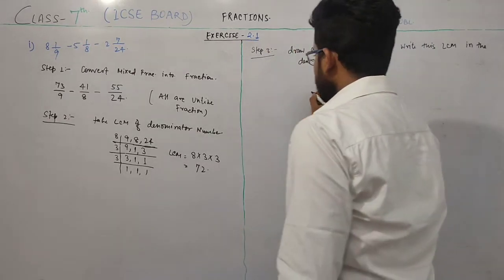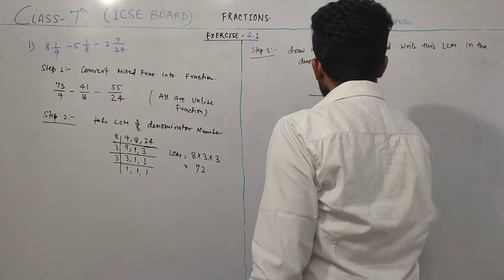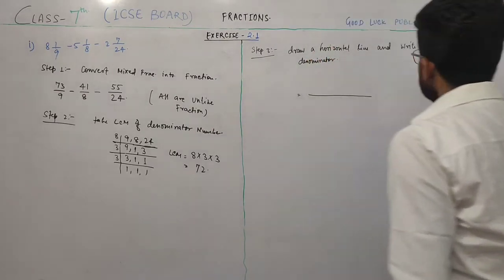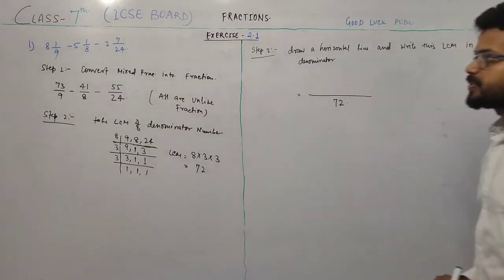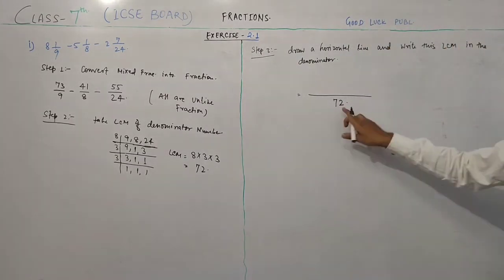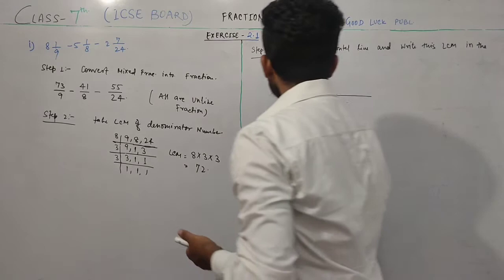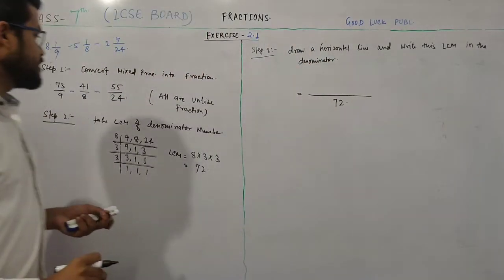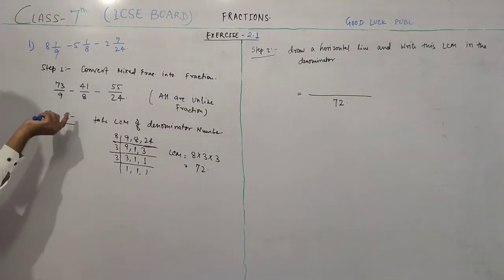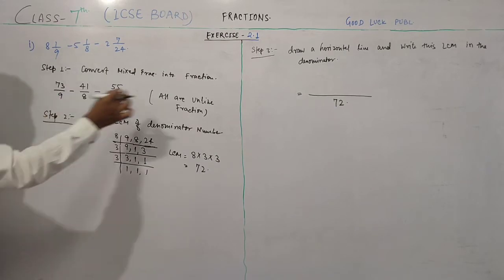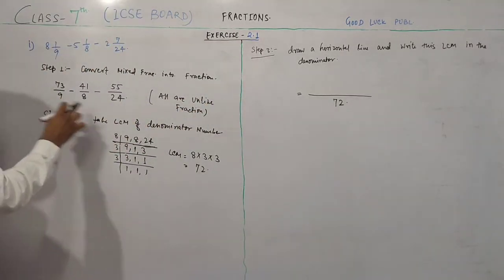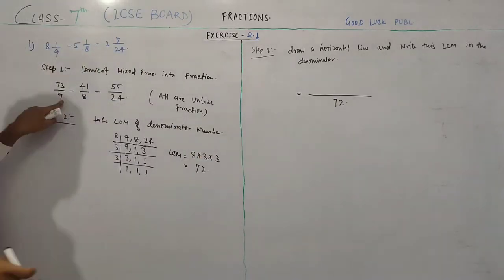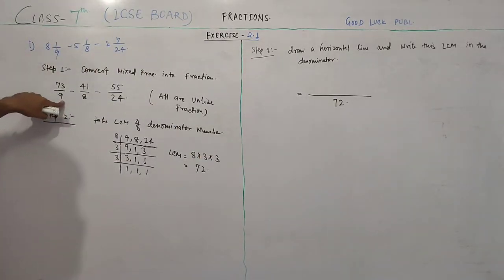Okay, so I draw a horizontal line and write this LCM in the denominator. So I write here 72. Now, after I write this 72 here, the next step is to divide this 72 by this number, which is in the denominator.